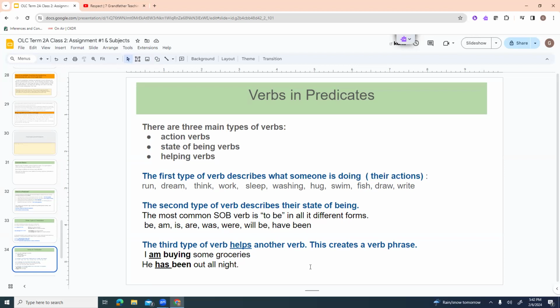So the first type of verb describes actions: run, dream, think, work, sleep, wash, hug, swim, fish, draw, write. The second is basically the verb to be, but it has a lot of different forms like be, am, is, are, was, were, will be, and have been. Those are all forms of the verb to be. And in a sentence, I might say something like, the building was falling down. And was doesn't sound like an action verb, but it's describing the state of the building. The building is falling down. And then the third type of verb helps another verb. And that makes what they call a verb phrase. I am buying some groceries. He has been out all night.